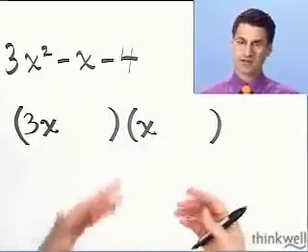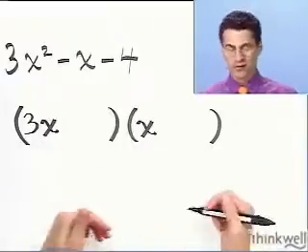Well, there are a lot of possibilities. There's 4 and 1. There's 2 and 2. There's all sorts of possibilities.